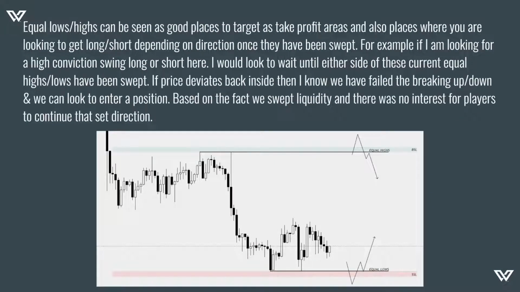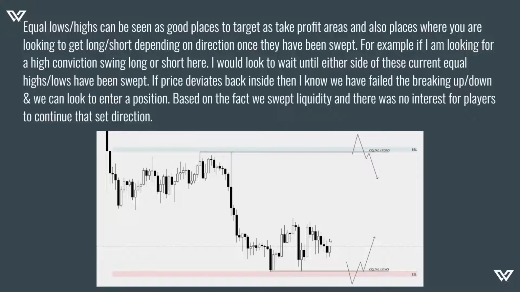For example, if I'm looking for a high conviction swing long or short here, this is current BTC price action at this time. I would wait until either side of these current equal highs and lows have been swept. We have the highs, we have equal lows. For a high conviction trade right now, in either direction, I'm going to wait for these equal highs to be swept or these equal lows to be swept. I'm going to buy down here to target these equal highs, or sell up here to target these equal lows. If price deviates back inside, then we have failed the break up or down, and we can look to enter a position, based on the fact we swept liquidity and there was no interest for players to continue in that direction.